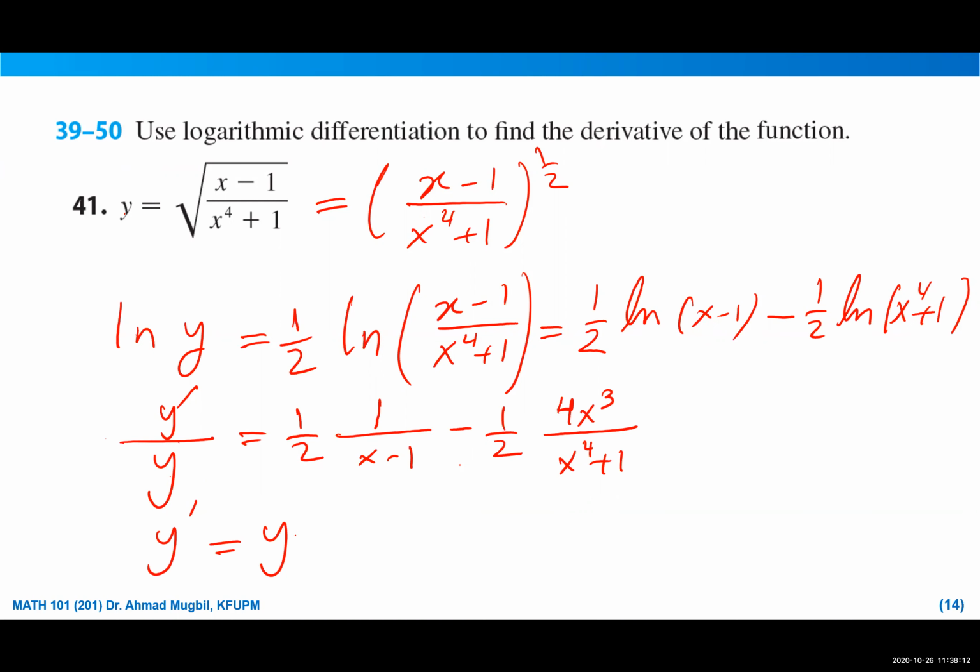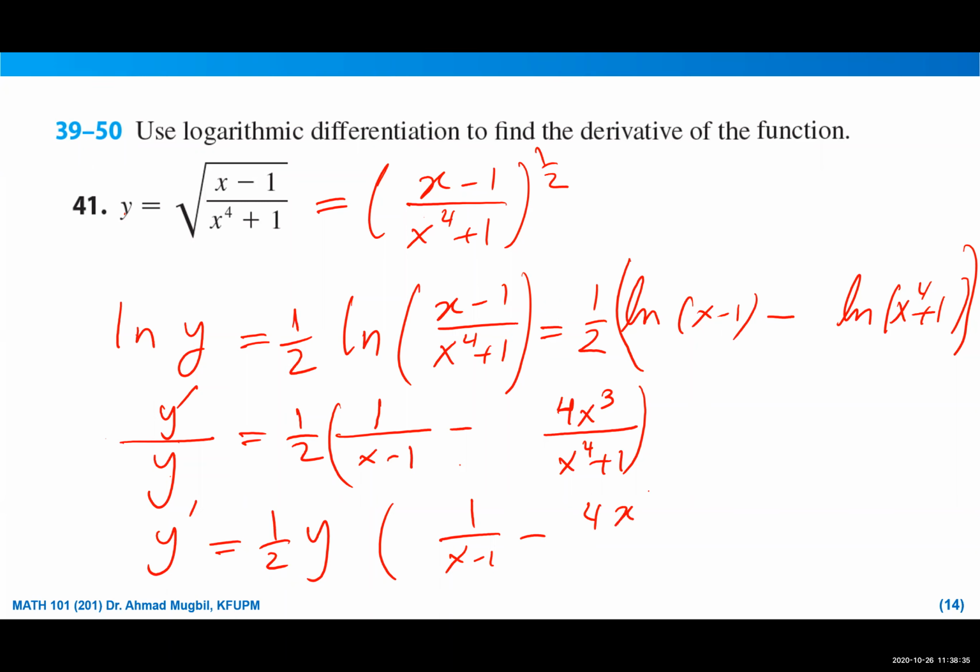It will be y multiplied by this. Let me write the half as a common factor. It wasn't a good idea to take it from the beginning. Keep it here. So it will be here like this. Now it will be a half multiplied by y. And of course, this will be multiplied by 1 over x minus 1 minus 4x cubed over x to the power 4 plus 1. Now, of course, you need to ask yourself, what is this y?